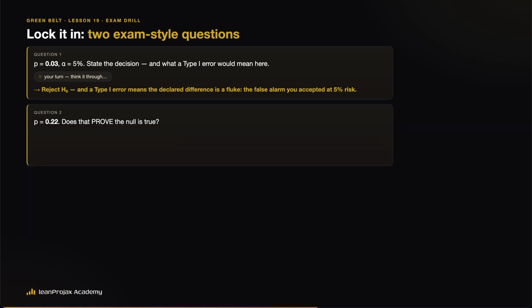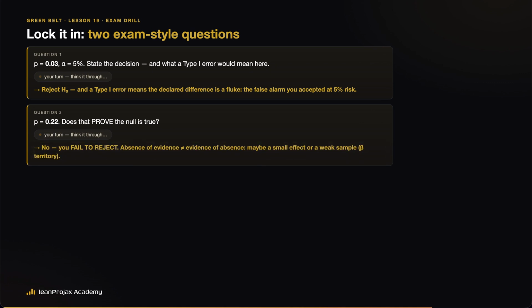Question 2. P comes back at 0.22. Does that prove the null is true? Take a few seconds. No, you fail to reject. Absence of evidence isn't evidence of absence. Maybe the effect is small or your sample too weak. That's beta territory. The machinery of proof is yours.